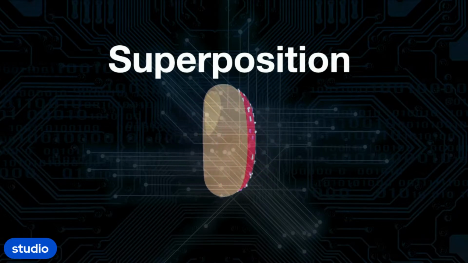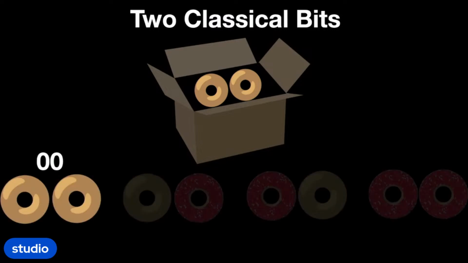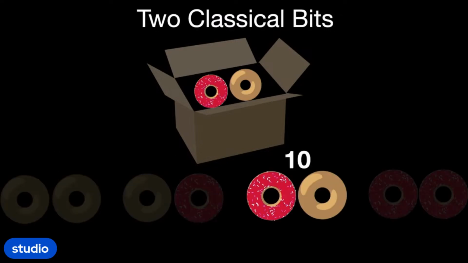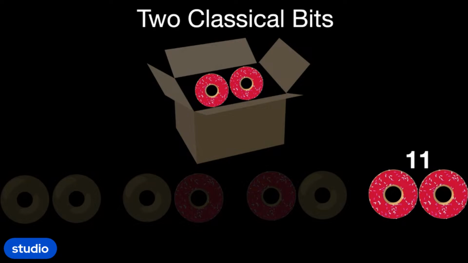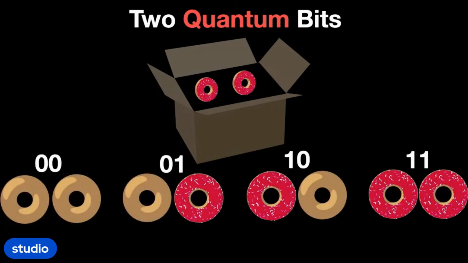So why is superposition powerful? Well, let's imagine you have a donut box and you open it up. Inside, you see two donuts. Either you see 0, 0, or 0, 1, 1, 0, or 1, 1. But what if this were a quantum donut box? You'd open it up and you'd see them both spinning. And now, essentially, you see all of these combinations simultaneously. And so the quantum computer can actually process on all of these combinations.